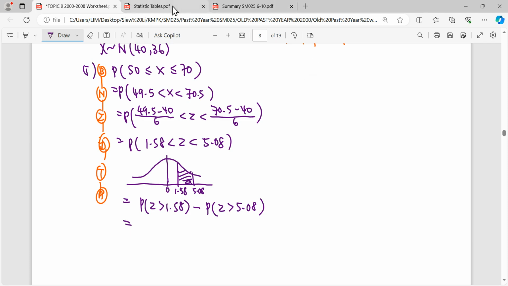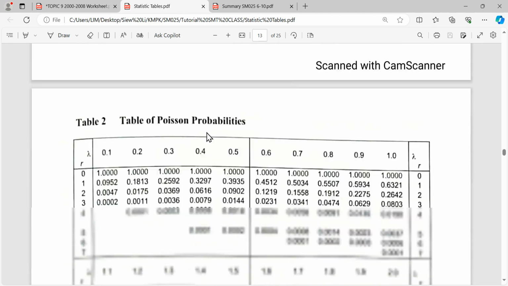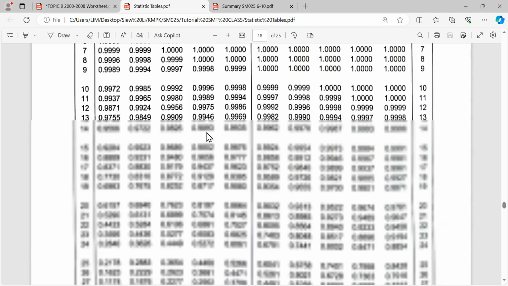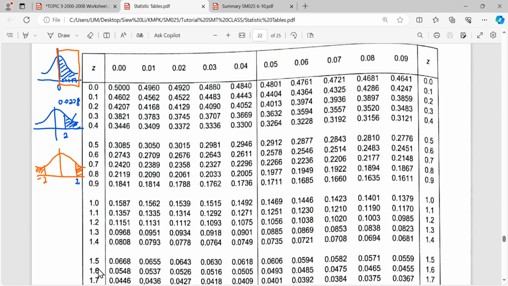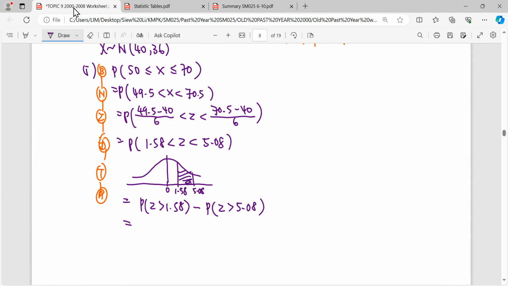Okay, so reading from your table, 1.58, 0.0571. 5.08 you don't have, so it is 0.0571 minus 0. So you have the second part, finish it.